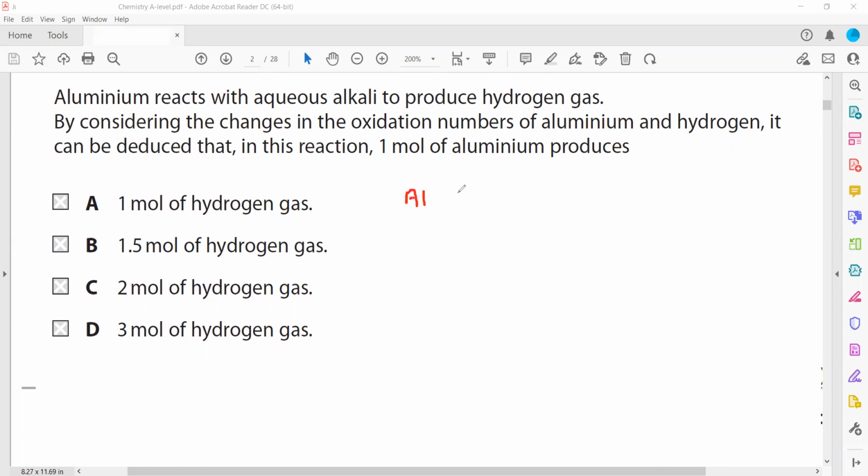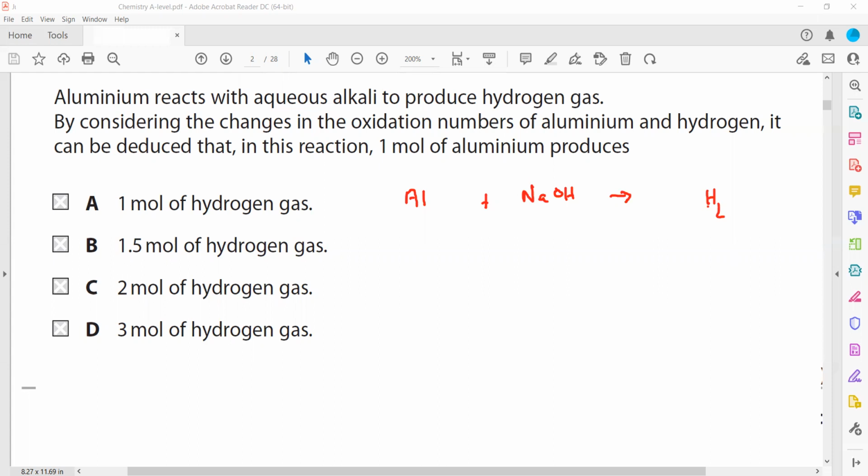So aluminium is there, reacted with an alkali, for example, reacting with sodium hydroxide. And as a result, the reaction will produce aluminium and the hydrogen gas. So in terms of change in oxidation number, we don't have to write the full equation, because if we work out the change in oxidation number, we can just mention it.